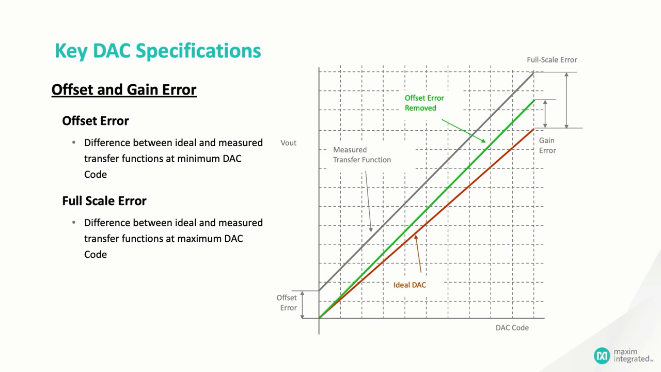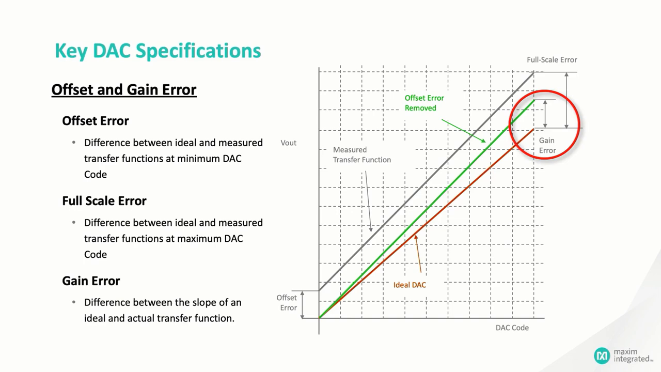But if the line has the wrong slope, then there is an error in the gain of the system, and you're going to have to account for that in either software or hardware. Now, the good news is that offset and gain are easy to compensate with a bias network or an amplifier. If the DAC is doing its job, you're going to get a good straight line from the lowest code to the highest, even if you do have to adjust the offset or the gain a little bit.